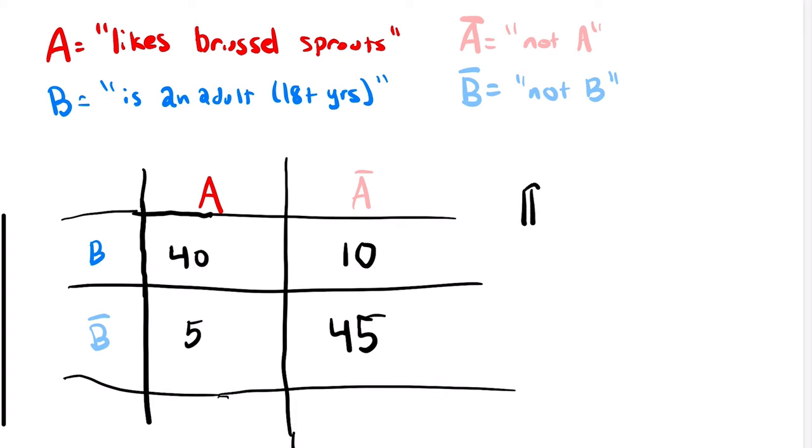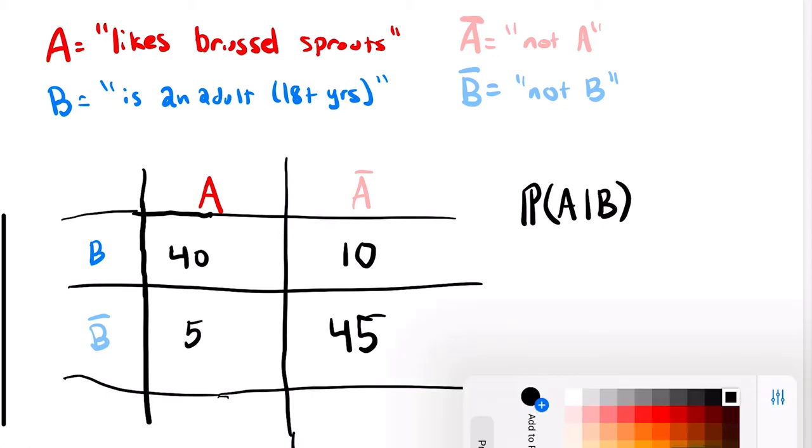What is the probability that you do not like Brussels sprouts given, or let's forget the not. Let's say, what is the probability that you like Brussels sprouts given that you're an adult? So clearly this is not 40 out of 100, because 50 of the people we sampled are actually children. It's really 40 out of 50.